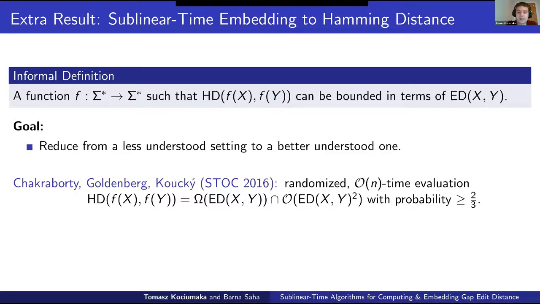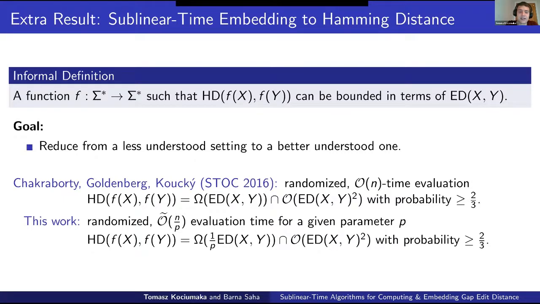And in our work, we adapt this CGK embedding to the sublinear time regime. For any parameter p, we can achieve a speed up by a factor p. So we achieve sublinear time of n over p at the cost of a factor p increase in the contraction rate. So now our distances can be smaller, but there is no penalty in terms of expansion or in terms of success probability.